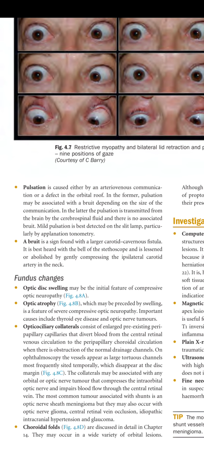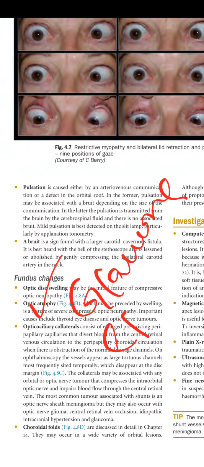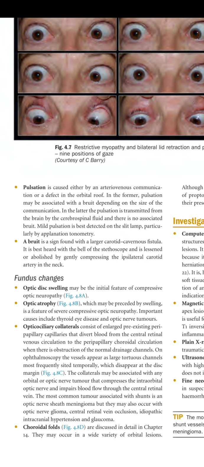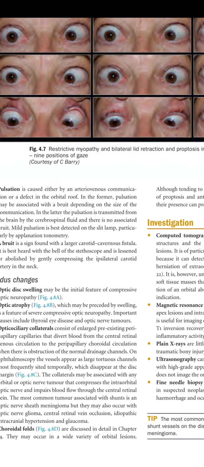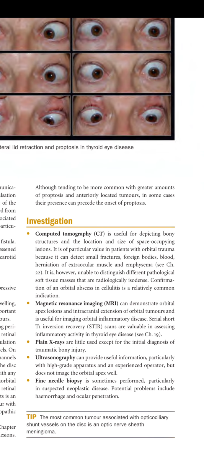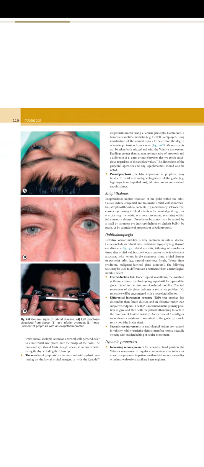Most important, they can happen in glaucoma, in CRVO, in glioma, in optic nerve sheath meningioma, and in orbital disease. Choroidal folds are discussed in detail in chapter 14. They may occur in a wide variety of orbital lesions, although tending to be more severe with greater amounts of proptosis and anteriorly located tumors. In some cases, their presence can precede the onset of proptosis.